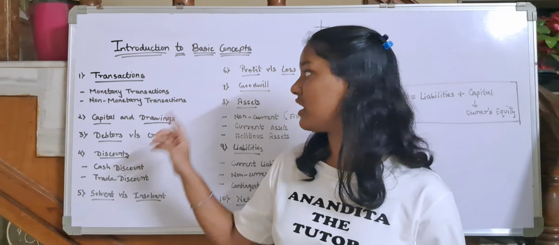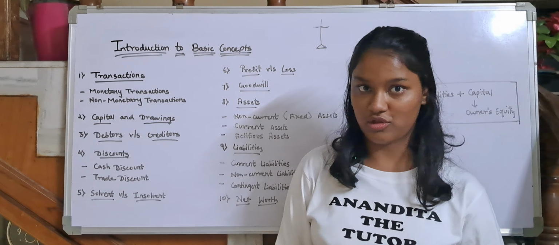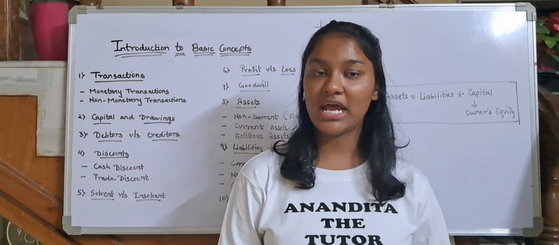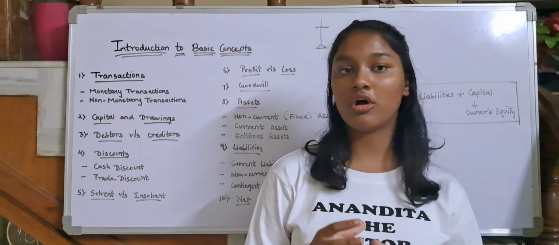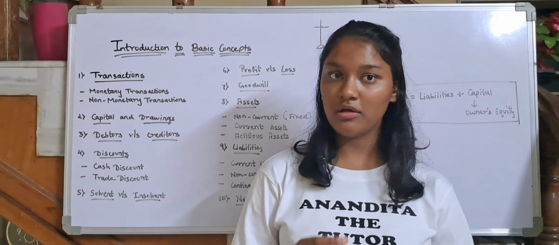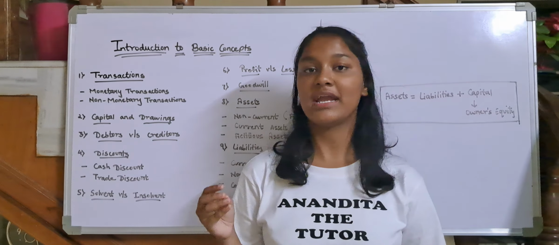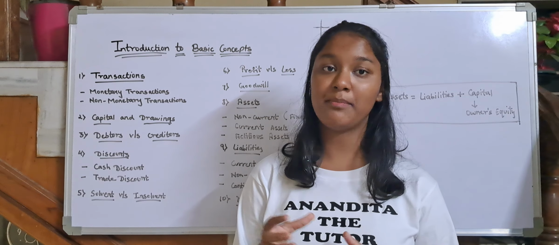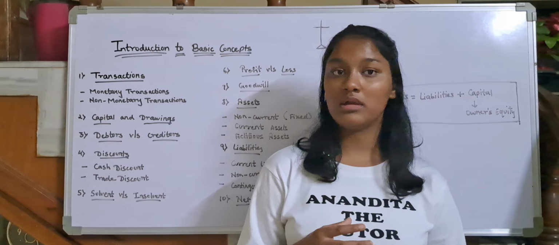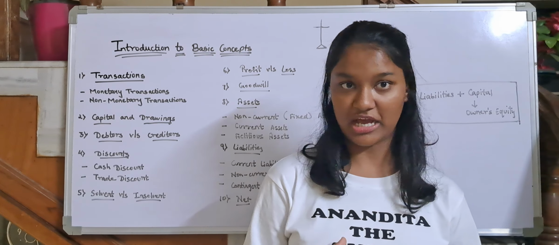Now in transactions, there are two types: monetary transactions and non-monetary transactions. Monetary transactions have money included in that transaction, and non-monetary do not. As I gave the example, the shopkeeper and the buyer, I give money in return. So that is a monetary transaction. And the barter system, you must have heard about it. There, money is not included, so it's a non-monetary transaction.